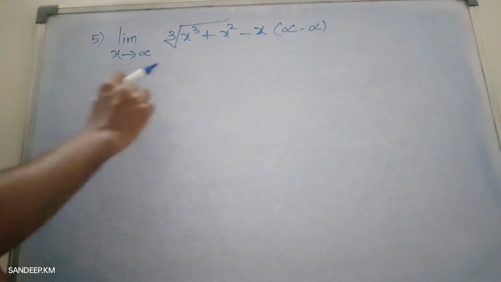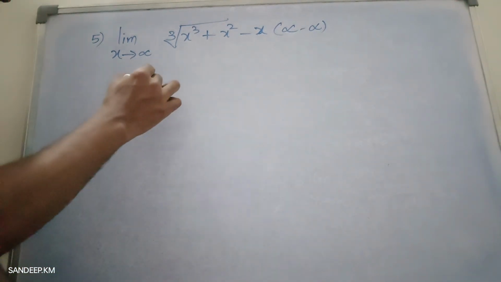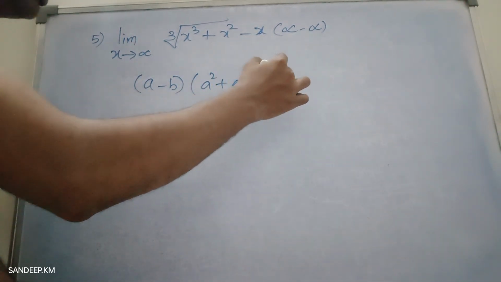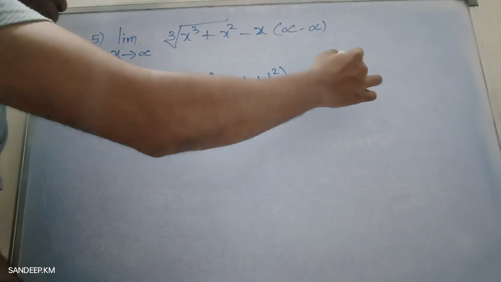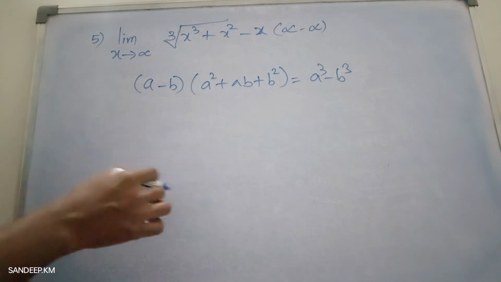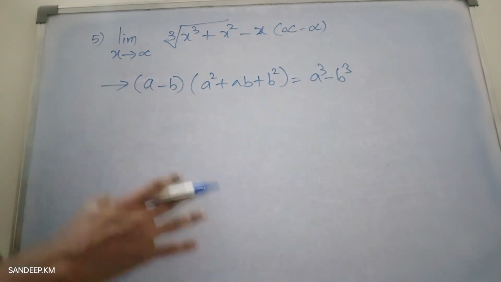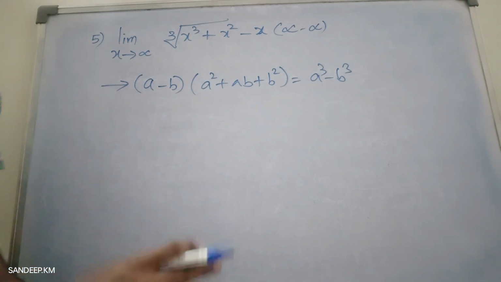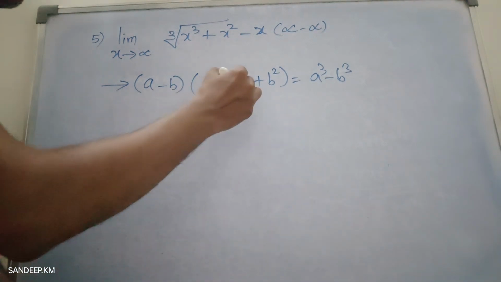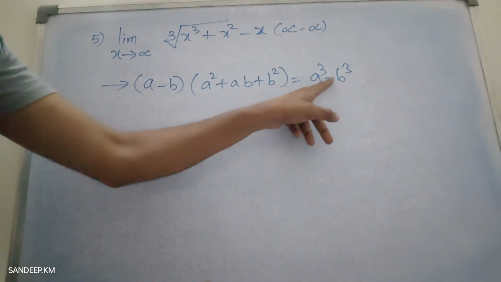Okay, now first let us understand the concept of rationalizing factors, a simple concept. You know that (a minus b) into (a square plus ab plus b square) is equal to a cube minus b cube. You should know this. In case you do not know, from this moment you remember this. It is a very important identity, used in many chapters, not just in limits. So you should be familiar with this particular identity: (a minus b) into (a square plus ab plus b square) is equal to a cube minus b cube.